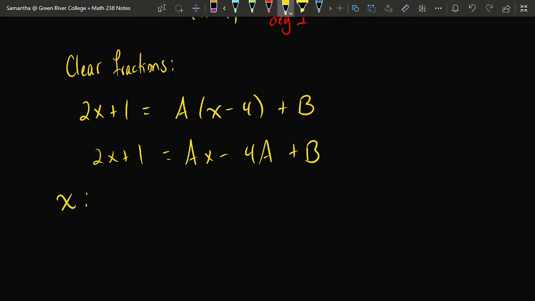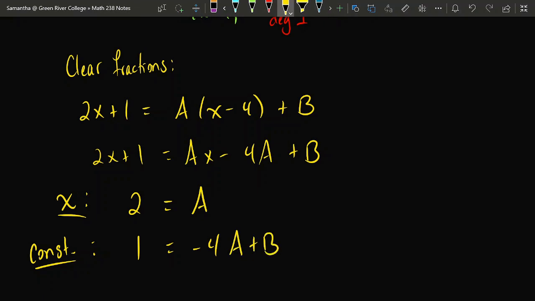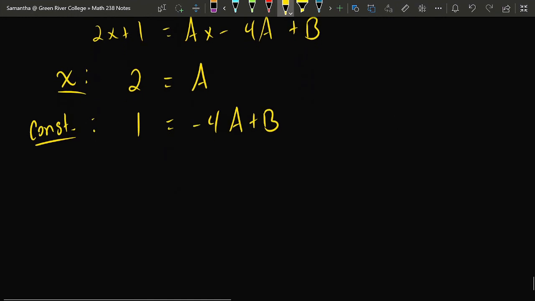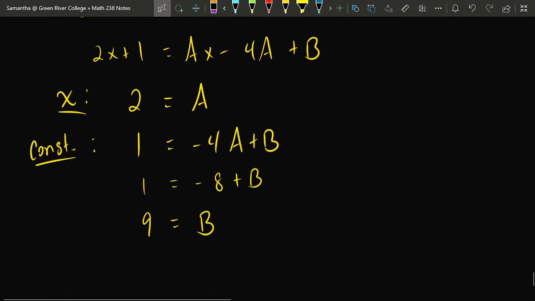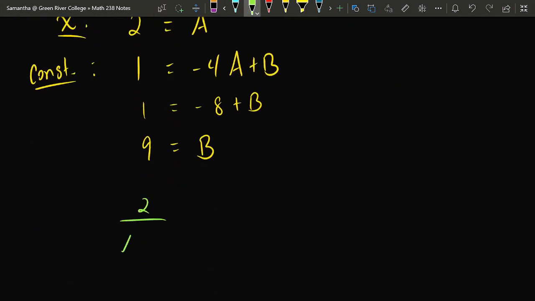Now if I look at the x terms, I get 2x on the left and ax on the right. And if I look at the constant terms, I get 1 for the constants on the left and negative 4a plus b for the constants on the right. So immediately I know that a must be equal to 2. And if I plug that into the second equation, I find out that b must be equal to 9. And therefore I can split up the expression that I was given as a sum of 2 simpler expressions: 2 divided by x minus 4 plus 9 divided by x minus 4, quantity squared.